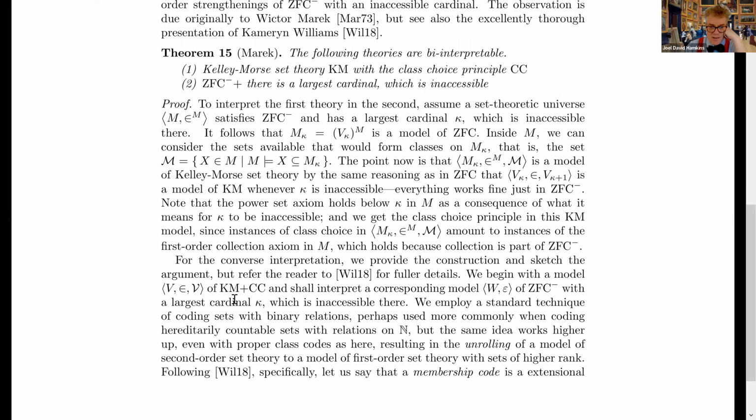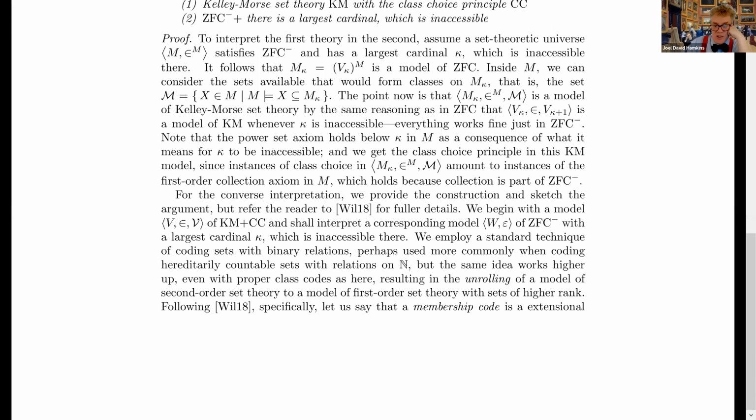So we have a model of KM plus CC, then we define what's called the unrolling. A membership code is an extensional class directed graph relation with a unique maximal node. Basically, it's something like the transitive closure of a set with the epsilon relation, except that it's a proper class object. So we can, for example, make such membership codes corresponding to the ordinals, or the ordinals plus one, or the ordinals squared, or much bigger sets that would exist beyond ORD if we had continued the cumulative hierarchy beyond ORD.